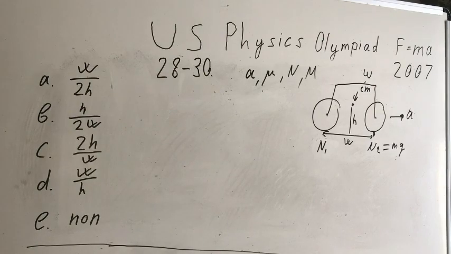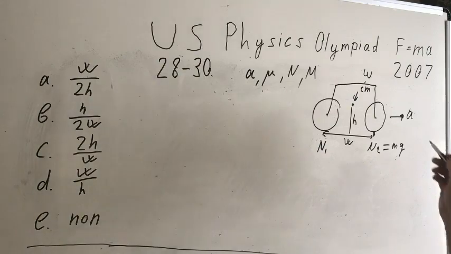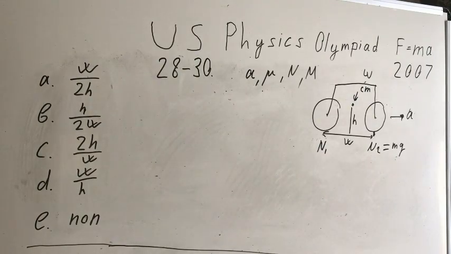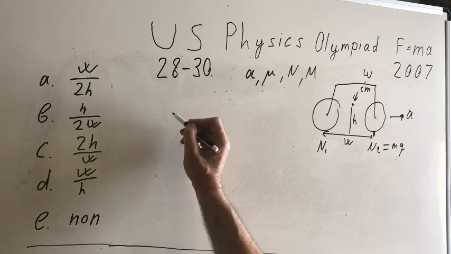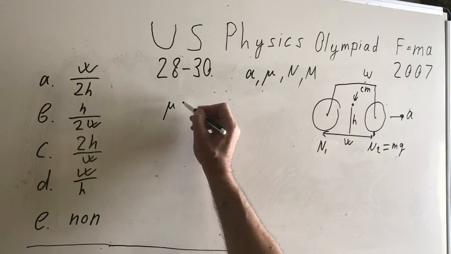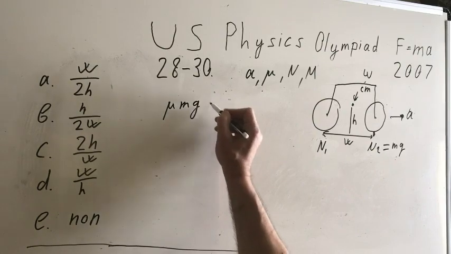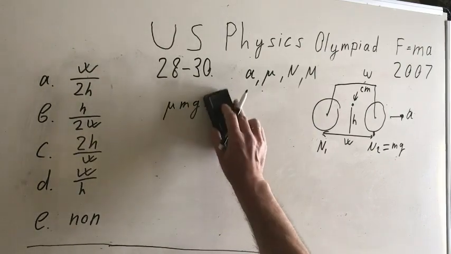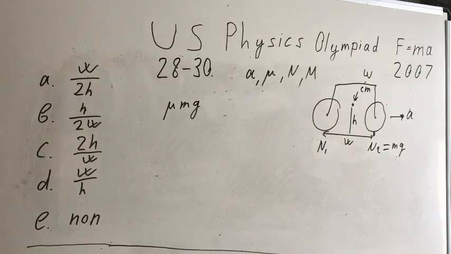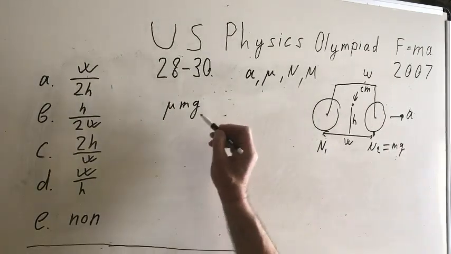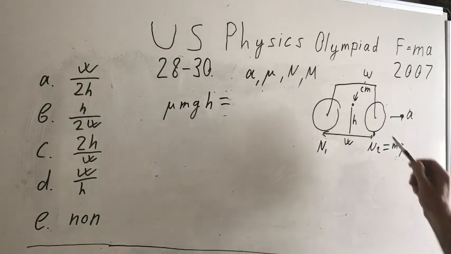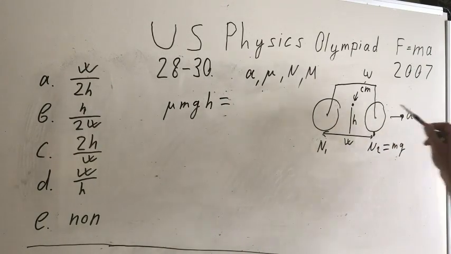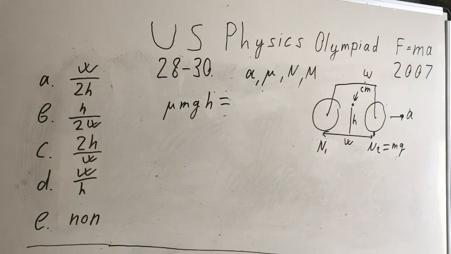So the maximum possible acceleration could be if we have a sliding case. It means that this force equals mu mg, and this force creates a torque around this point equal to mu mgh, which is rotating our picture to the right, clockwise.